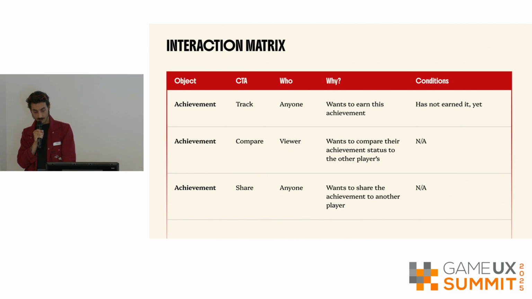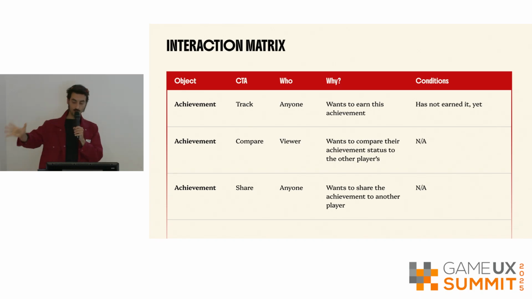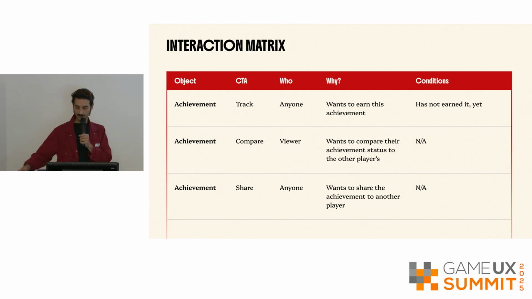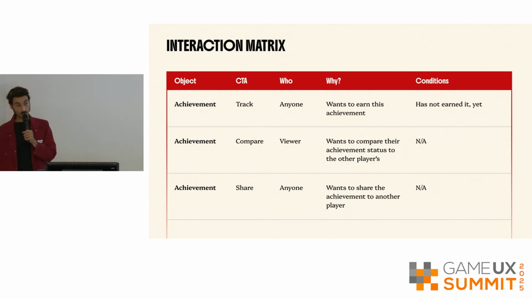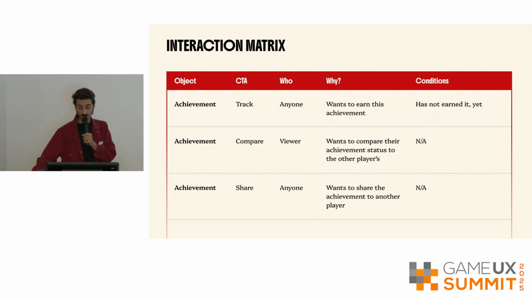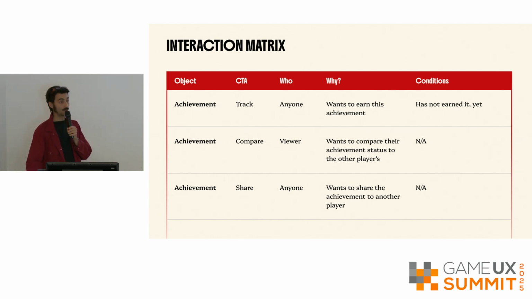And as a bonus step, once we've gone through all of the objects and have added their interactions, we can create an additional interaction matrix where we can capture more detailed information about each interaction. Things like who will trigger the interaction, the owner of the object, a viewer, someone with a special permission or a role. What's the reason for this interaction? What is its purpose in the context of the player experience? Are there any conditions for these interactions to be available? And does this interaction refer to another system?